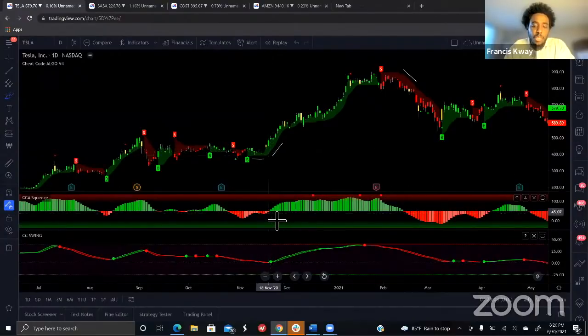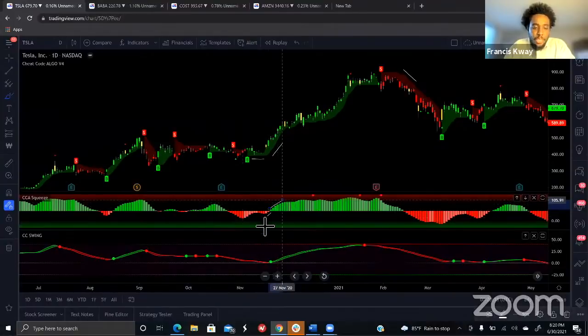The third thing we want to look for is our CCA squeeze down here. This squeeze here, its histogram comes with four different particular colors. One being dark red, telling you that you have a strong downward trend. Faded red, telling you that you have a weak downward trend or potential upward trend. And then the bright green, telling you that you have broken into a nice, strong upward trend, okay? And then faded green, obviously, gives you a weak trend or potential downtrend.